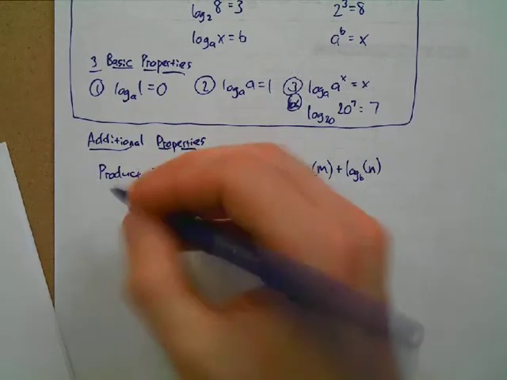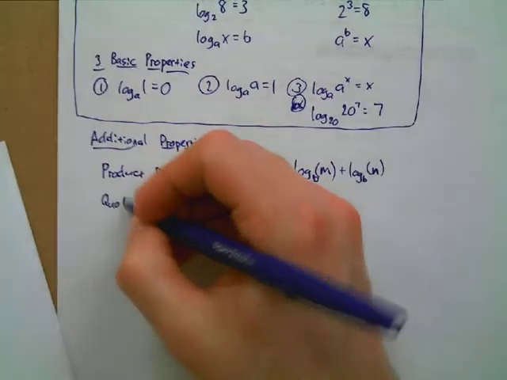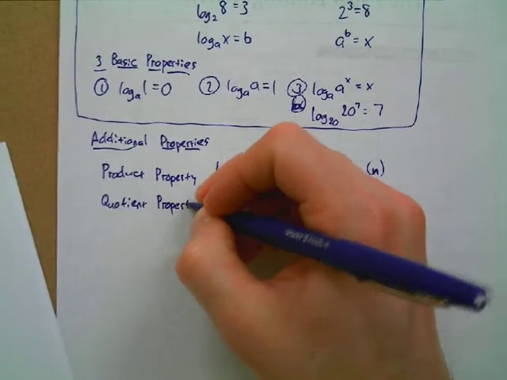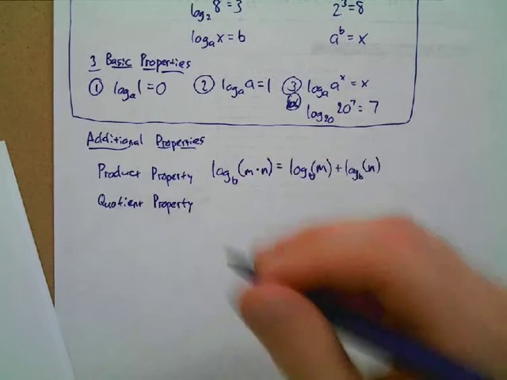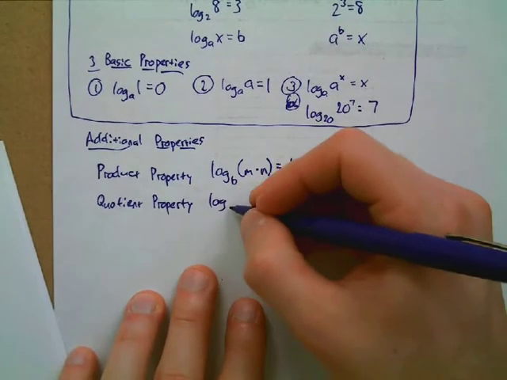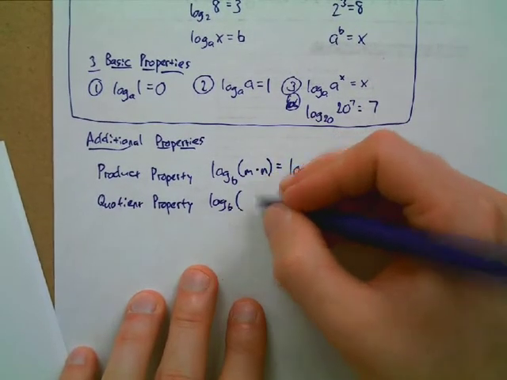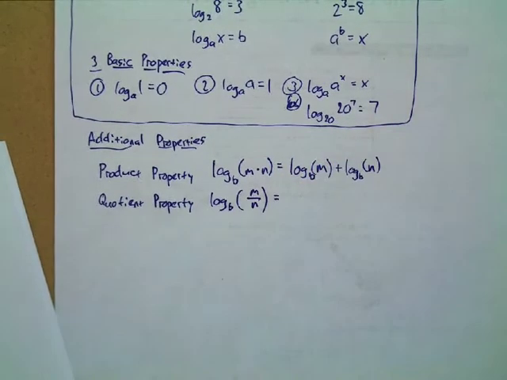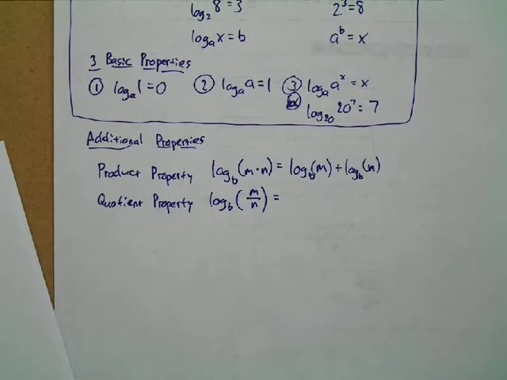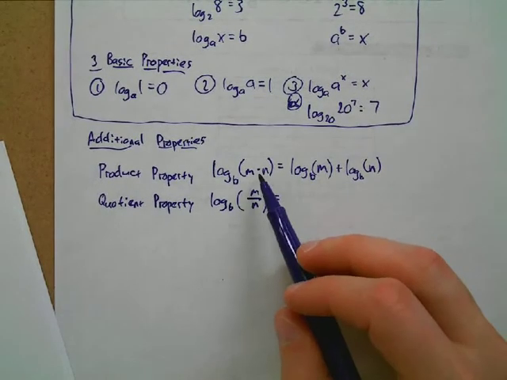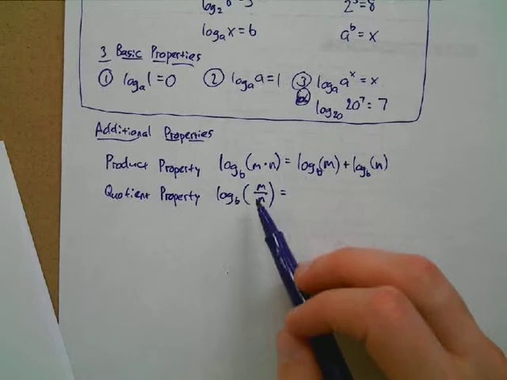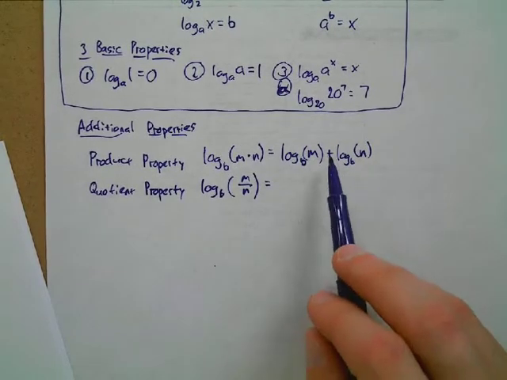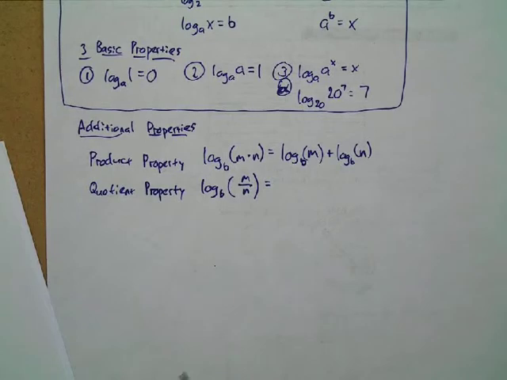Next, we have the quotient property. Now, again, you guys are pretty good at doing patterns and converting things. So for the product property, we have a product inside of our logarithm. Quotient property, we have a quotient inside of our logarithm. Now, the product became a sum. What do you think is going to happen with quotient? Subtraction. Exactly right.